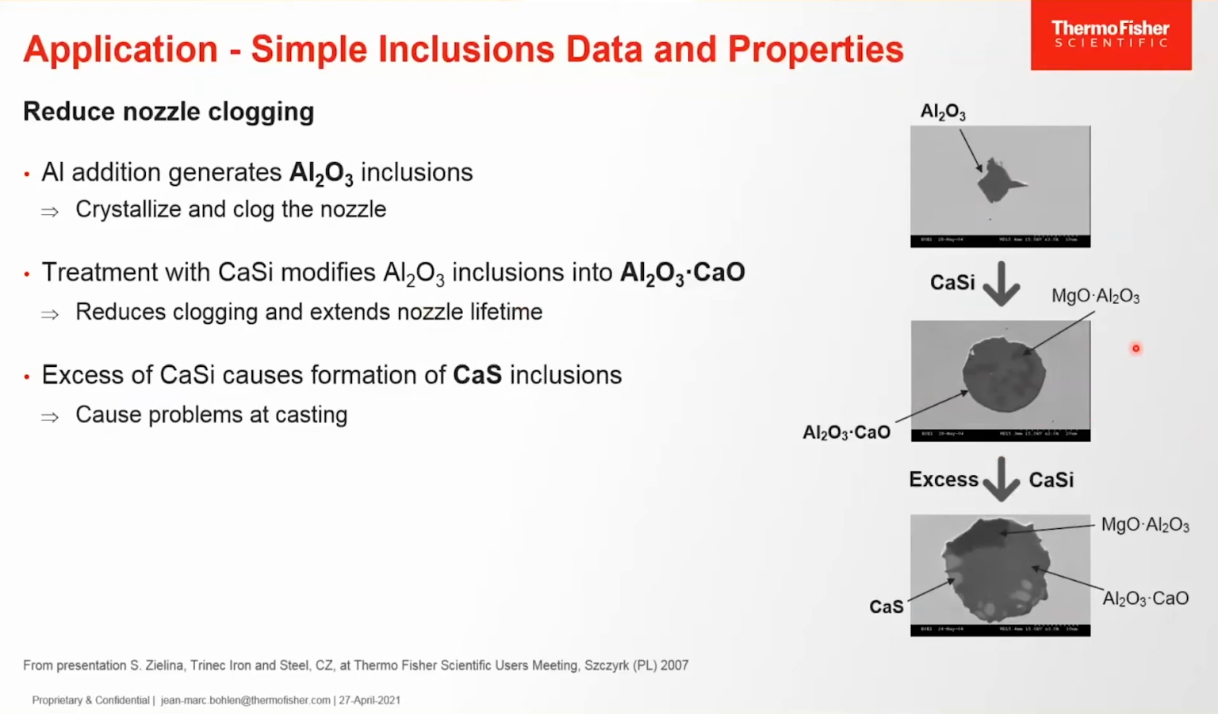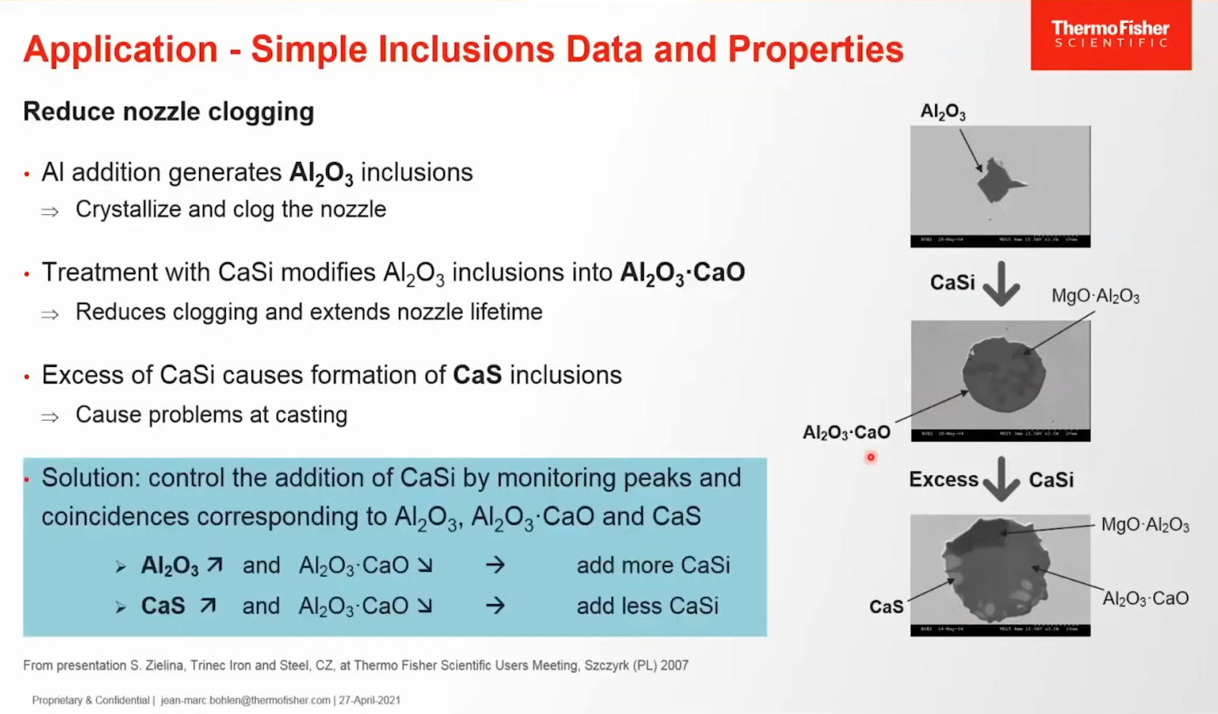Now, when steel makers put calcium additive in excess, there might be the formation of calcium sulfide inclusions that are also problematic because they cause problems at the casting. So the solution to control that and get only calcium aluminate inclusions and no aluminum oxide or calcium sulfide inclusions is to control the addition of the calcium compounds by monitoring the peaks and coincidences corresponding to aluminum oxide, calcium aluminate, and calcium sulfide.